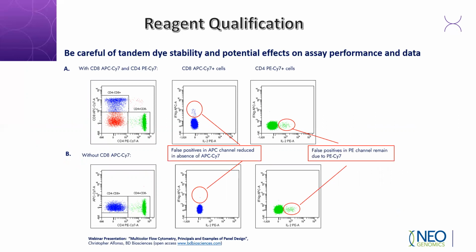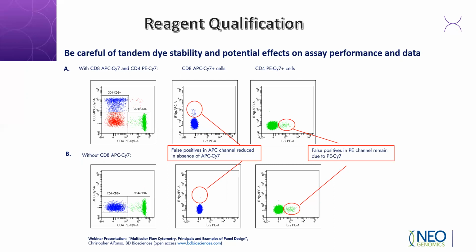And here's a brief example previously presented some years ago of what can happen when tandem dyes start to break down due to light exposure and/or temperature fluctuation. In example A, this is an example of some intracellular cytokine data showing some false positive results when dyes start to degrade with PE-Cy7 and APC-Cy7. It's important to note that these examples are unstimulated cells that should show little to no cytokine positive events. However, there are positive events being detected in both.